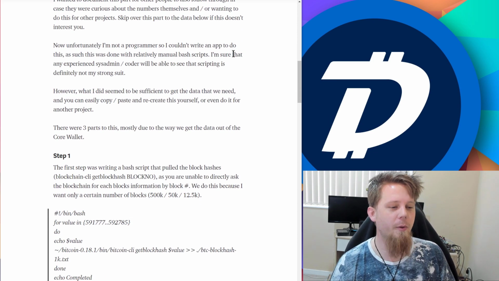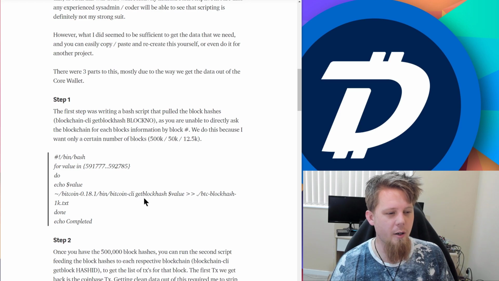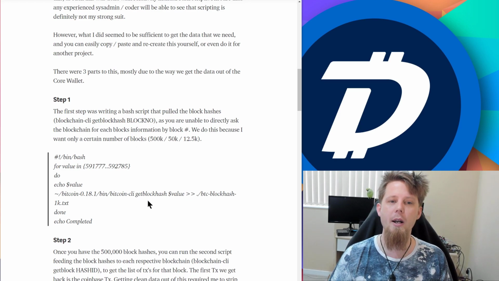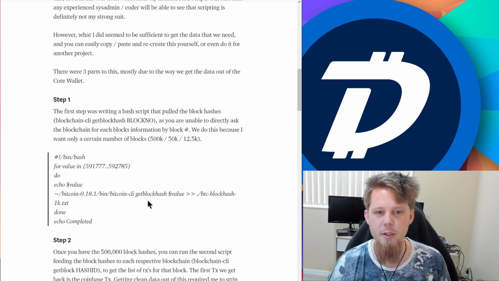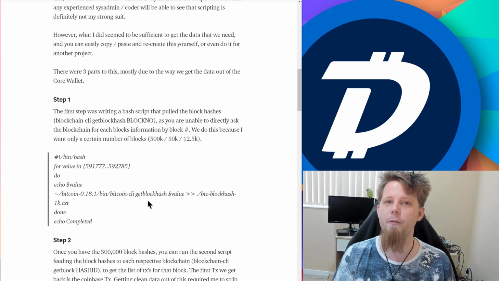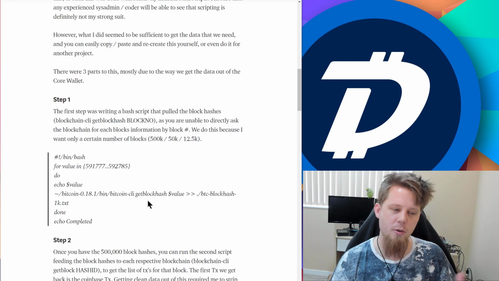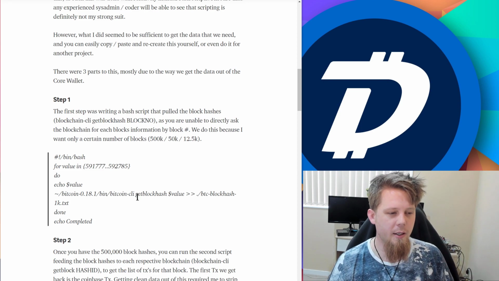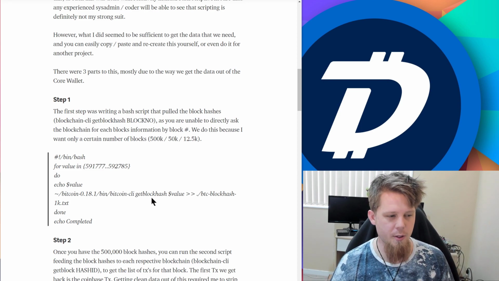But anyway, step number 1 is that I get the block hash. I know that I want, let's say, 500,000 blocks. I have their number, but in order to ask the blockchain for details about it, I need the block hash. So step number 1 is I go through and get a bunch of block hashes.